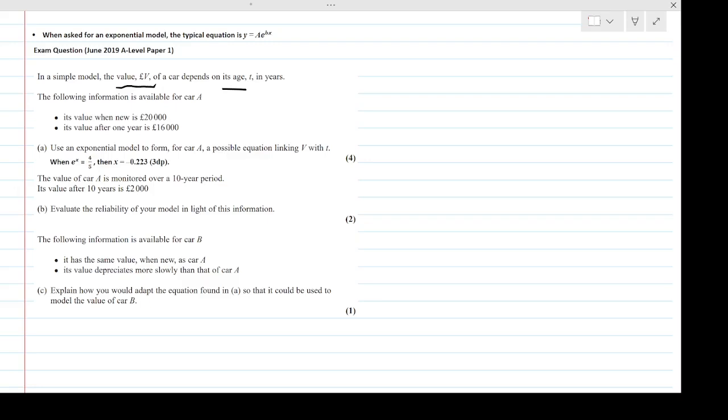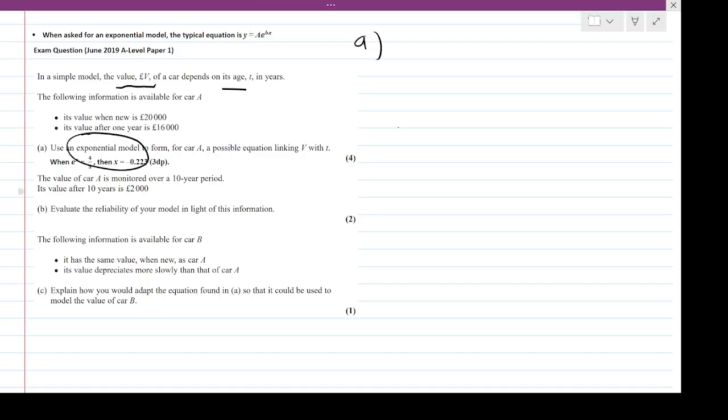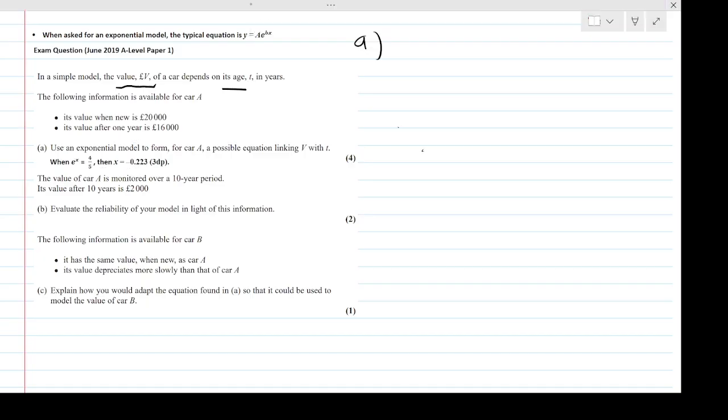Part A, it says use an exponential model to form a possible equation linking v with t. So the value linked with t. But it says use an exponential model. They've not actually told us what the equation needs to look like per se. But what you need, as we talked about earlier, an exponential model in general, we say that y is ae to the bx. Okay, that's the typical exponential model we use.